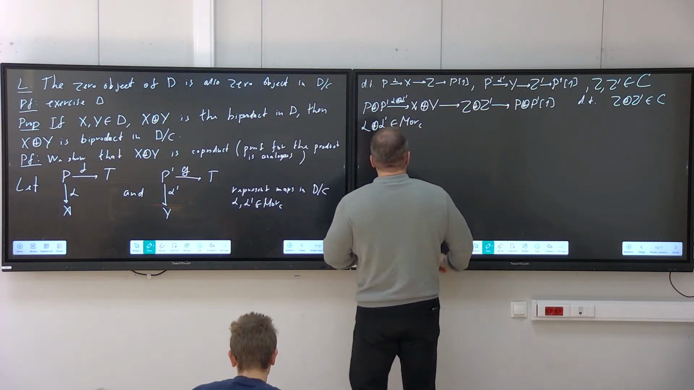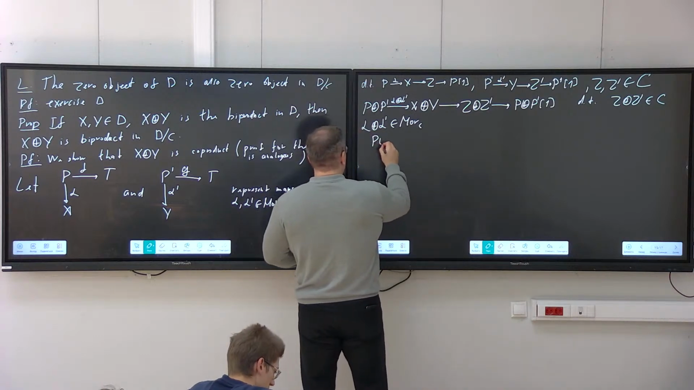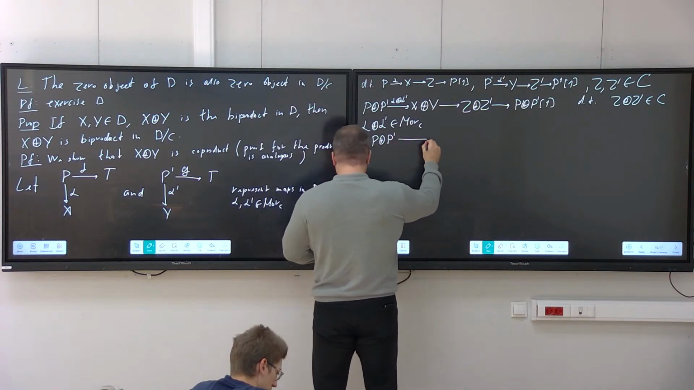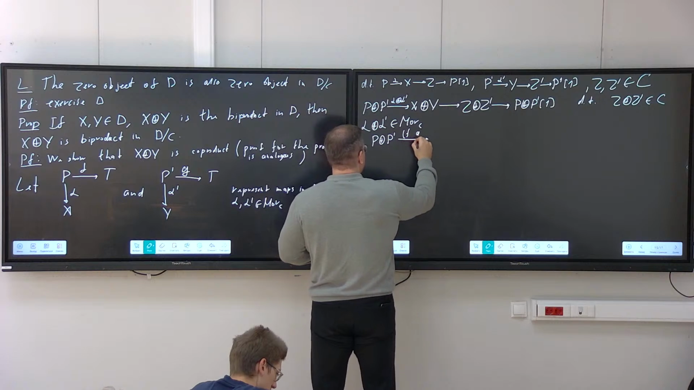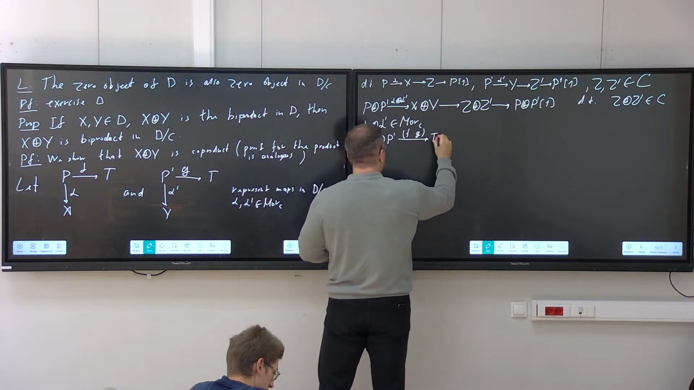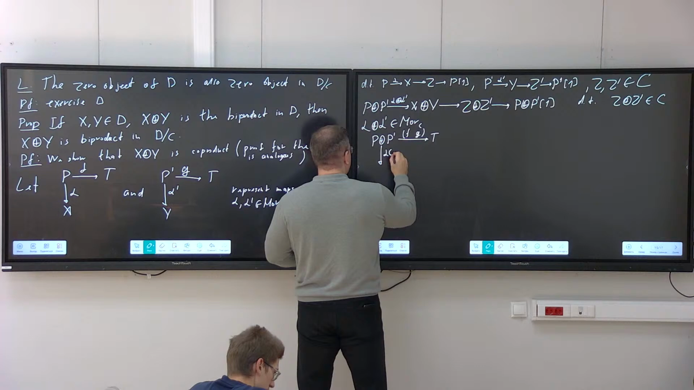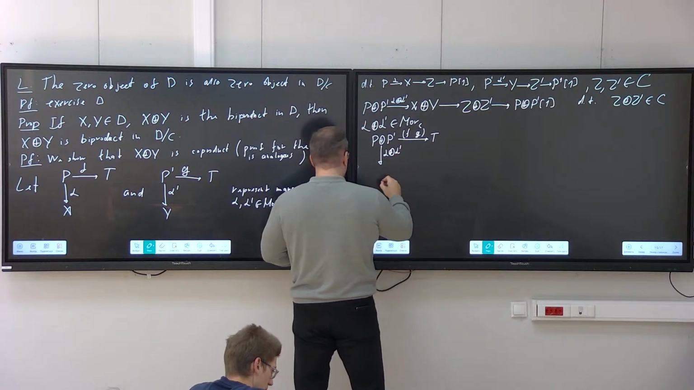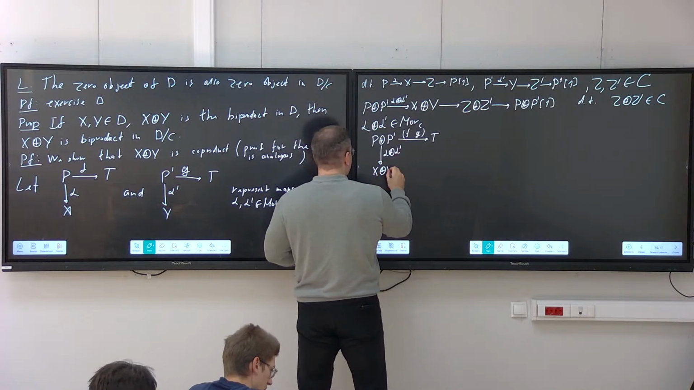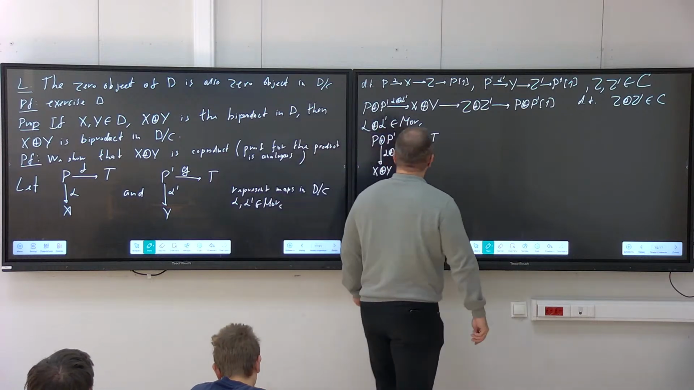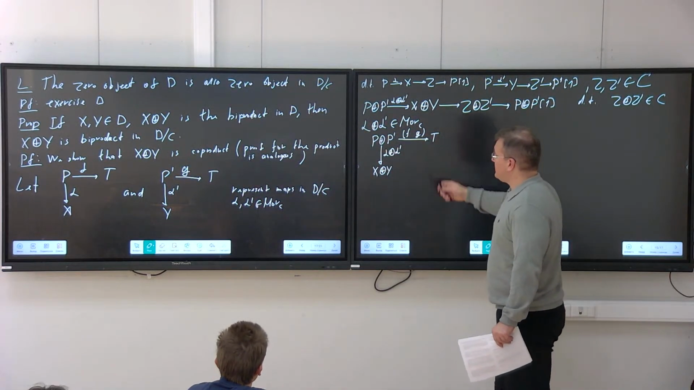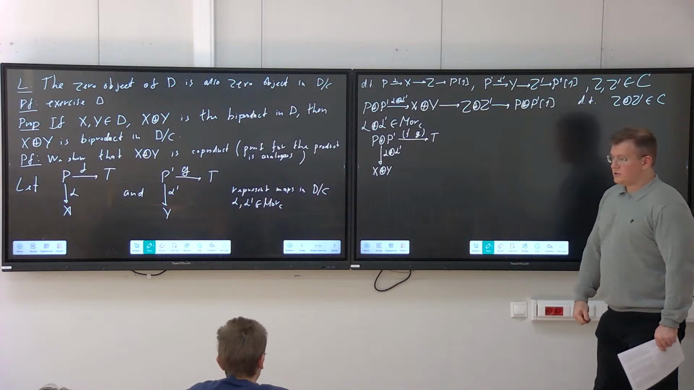And if this is the case, I can take the object P plus P prime, the maps given by F and G to the T, and then the direct sum of alpha and alpha prime. That's a map from X plus Y. So this is a roof, right? Since this is a morphism, this is representing some map in the D mod C.